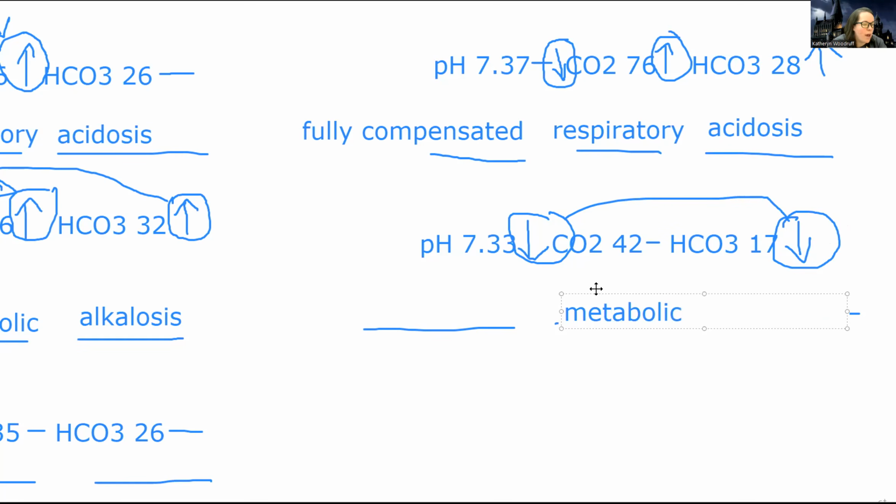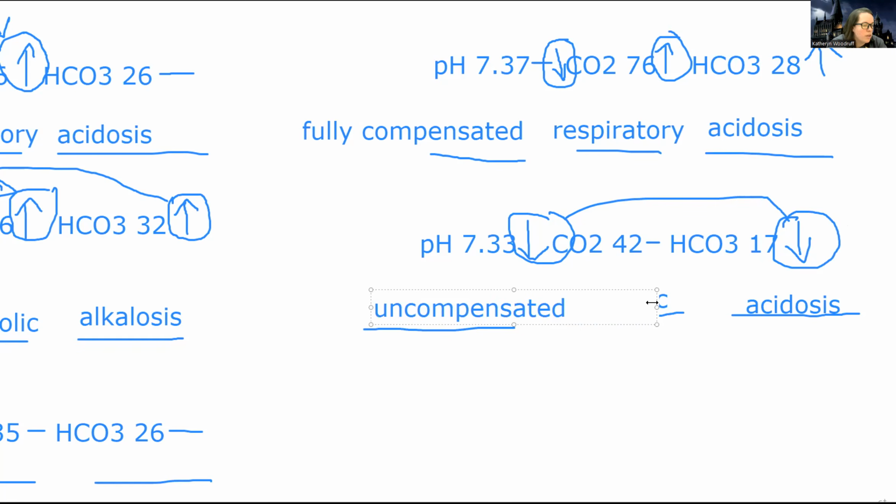And then again, we go back to my CO2 is normal. So my lungs are not helping yet to compensate for this acidosis. So I'm in a state of uncompensated metabolic acidosis. So there we go. That's that one.